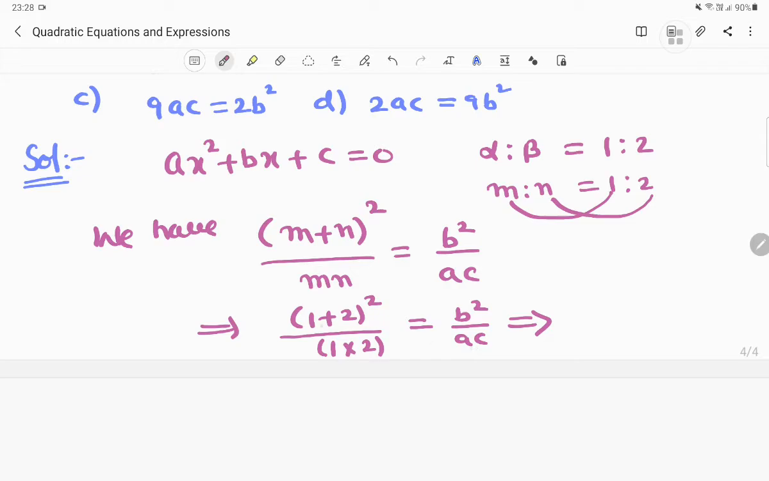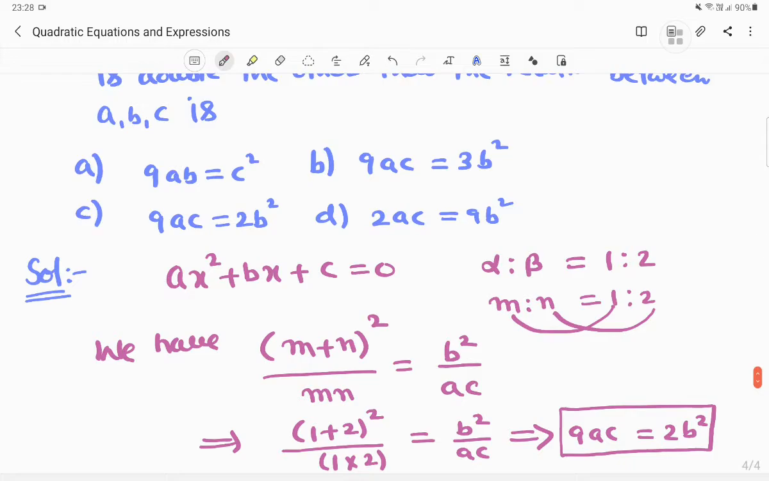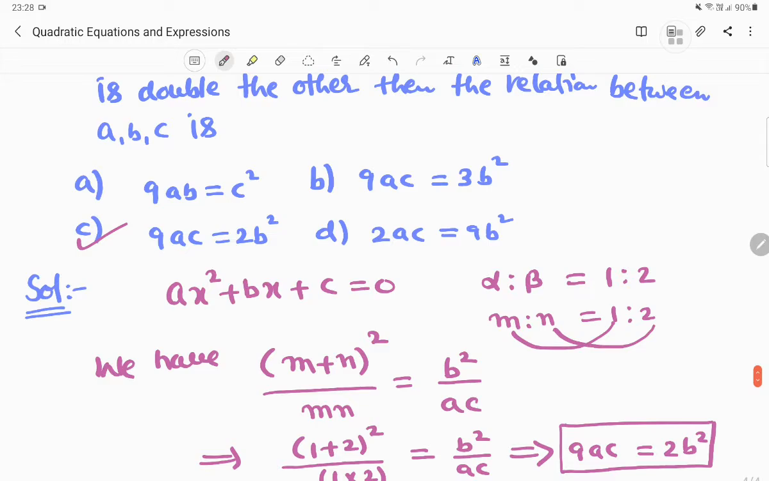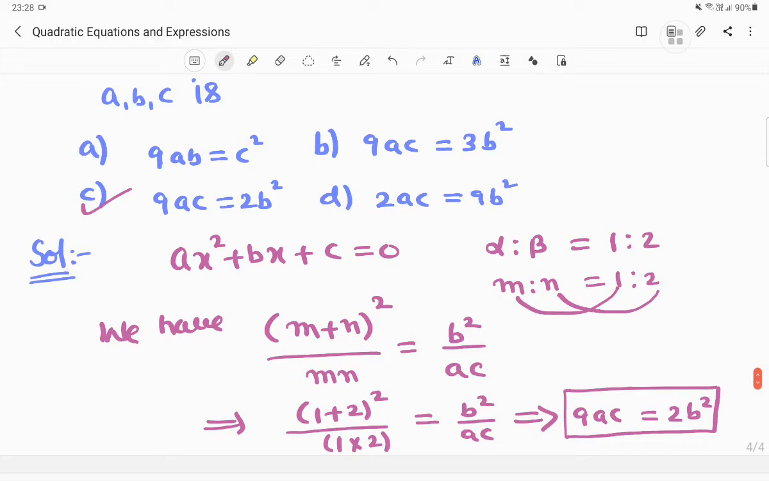So that implies 1 plus 2, 3. 3 square is 9. 9 into ac. 9ac is equal to b square into 2, 2b square. So the condition for one root being double the other root, then the relation between them is 9ac is equal to 2b square. So which is there in the third option. By using this formula, m plus n whole square by mn is equal to b square by ac, this is the way you can utilize the property.